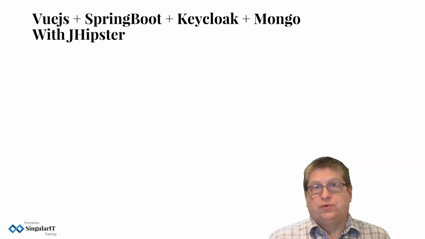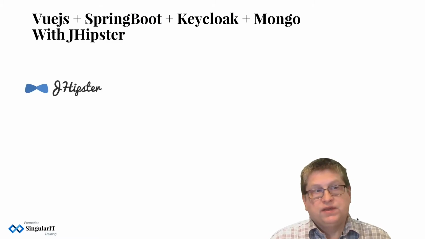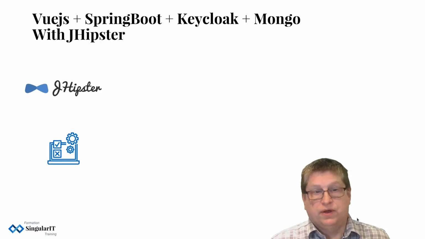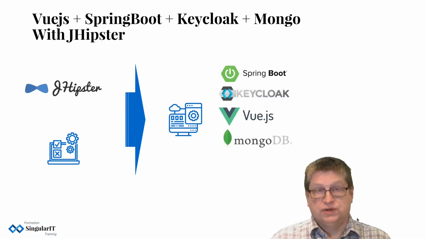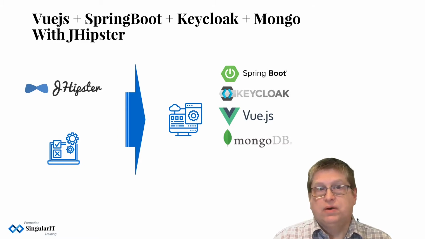In this video, we will talk about generating a project from JHipster, but a project that will include Vue.js, SpringBoot, Keycloak, and also Mongo. So let's look at it. Of course, we want to generate a project. Our goal is to use JHipster. By using JHipster, we'll be able to provide a couple of answers, and it will generate a web project. But that web project will also include SpringBoot, Keycloak, Vue.js, and MongoDB.